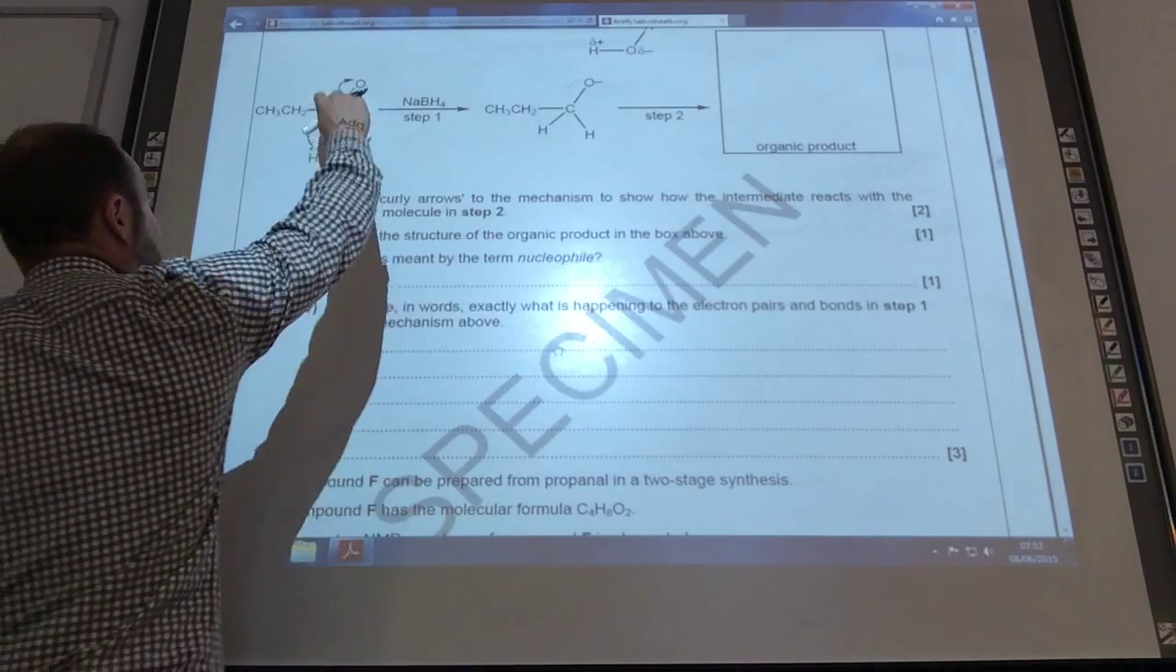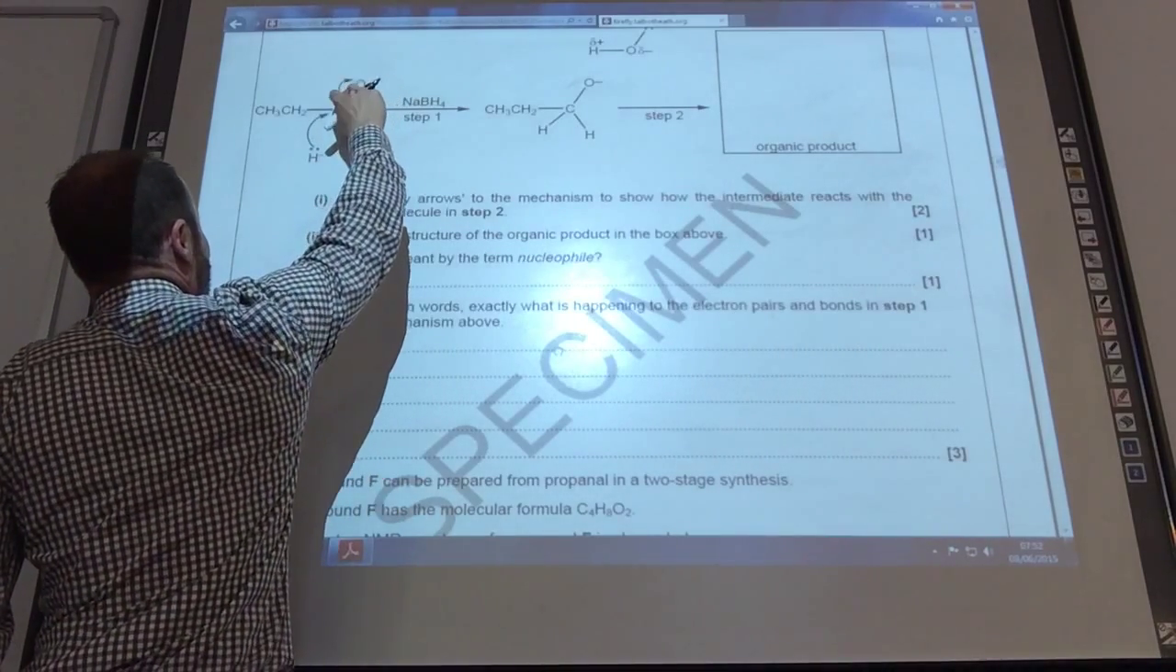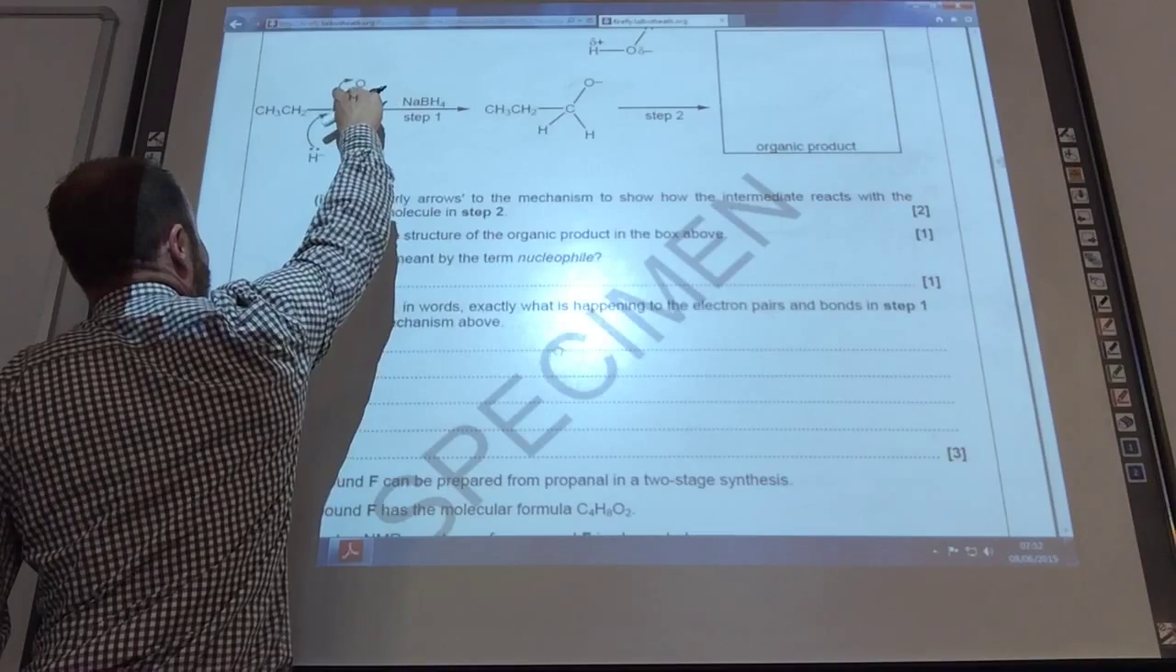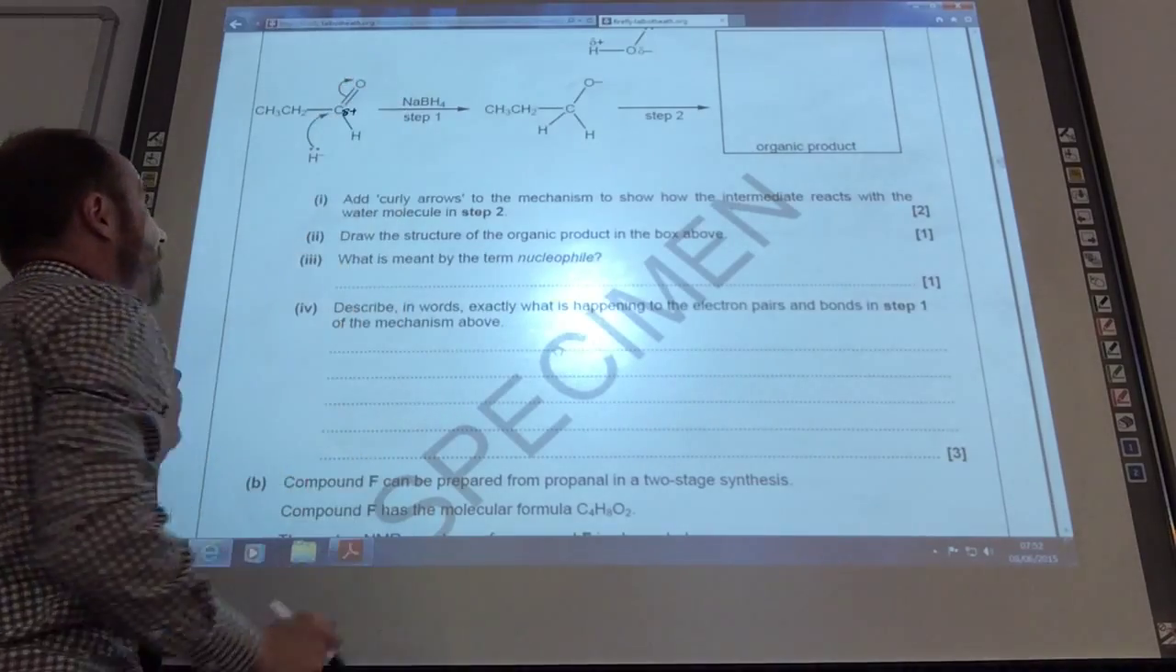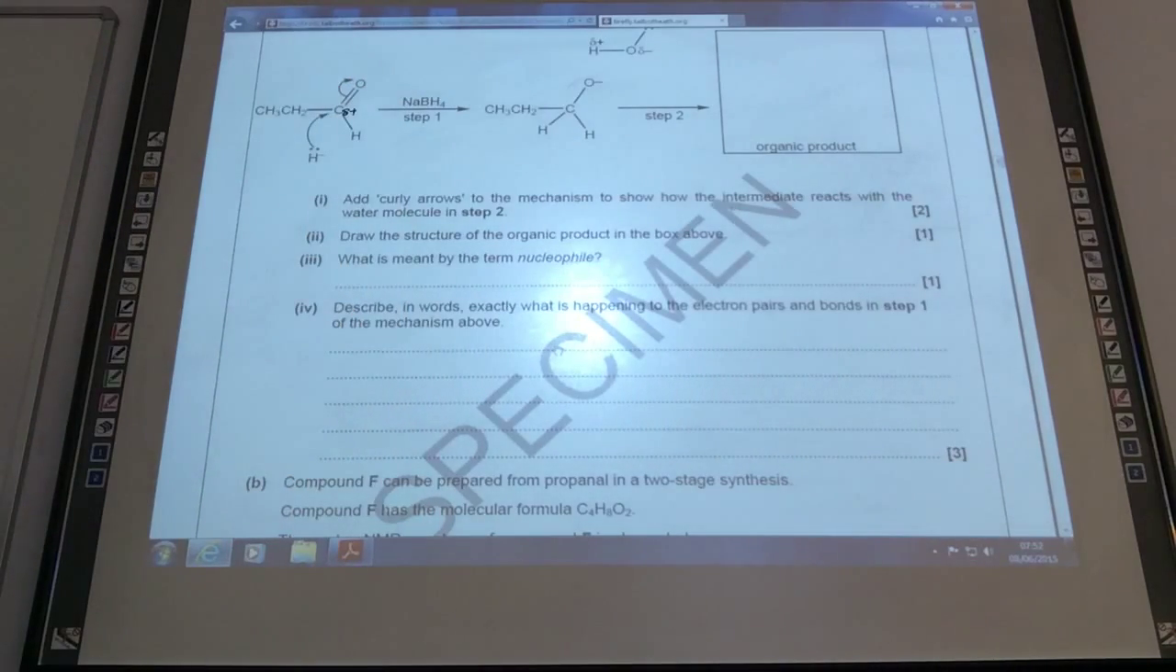So that's that atom. What's happening here? The pi bond between carbon and oxygen breaks, and the electron pair goes to the O atom to form O minus.